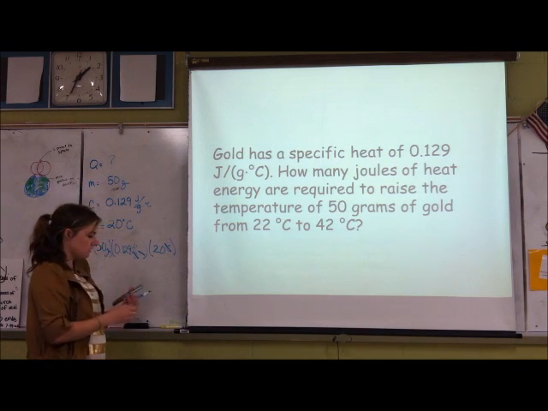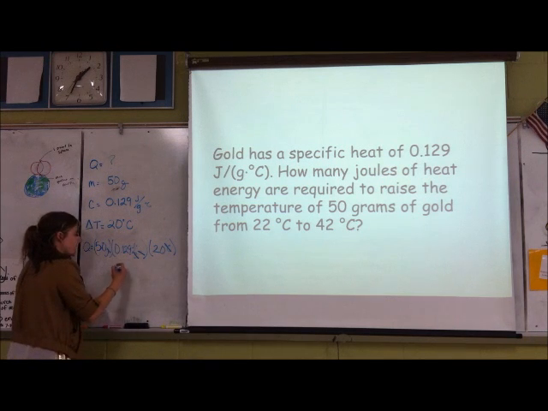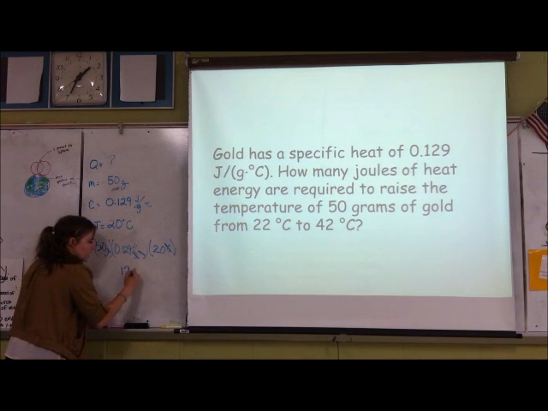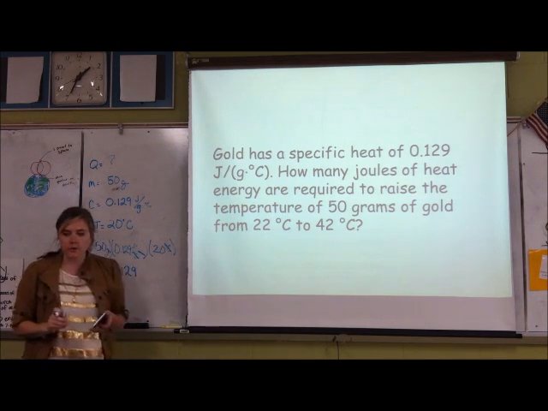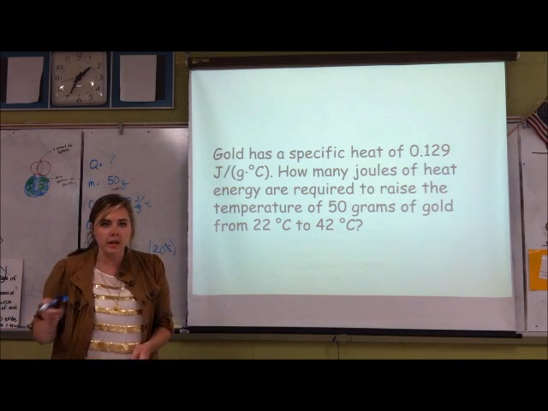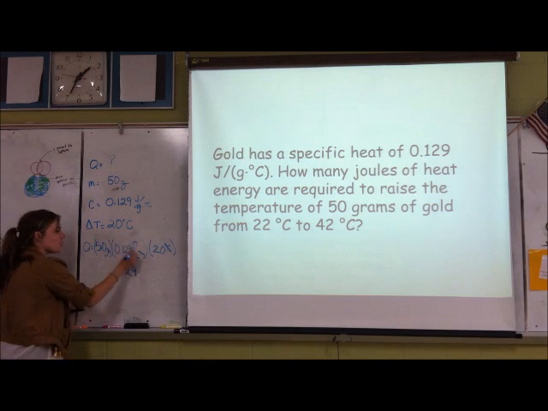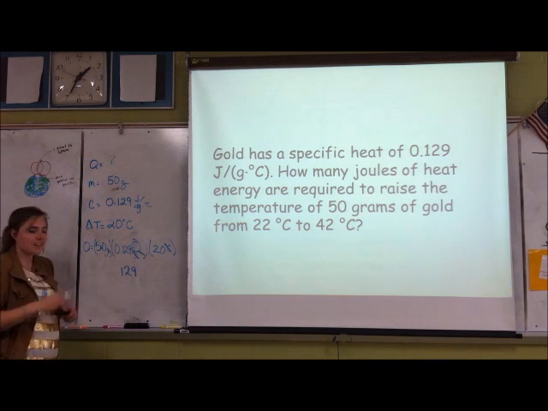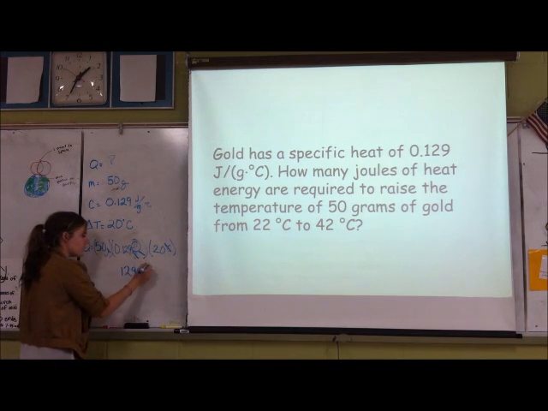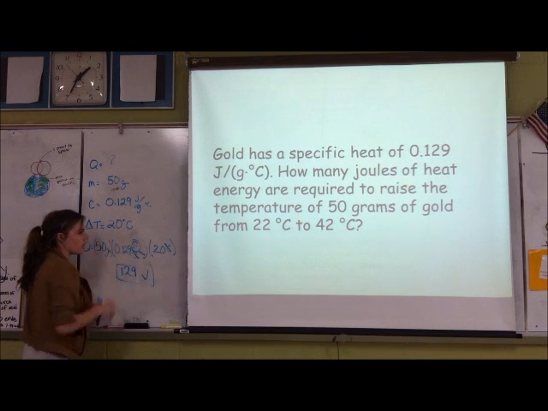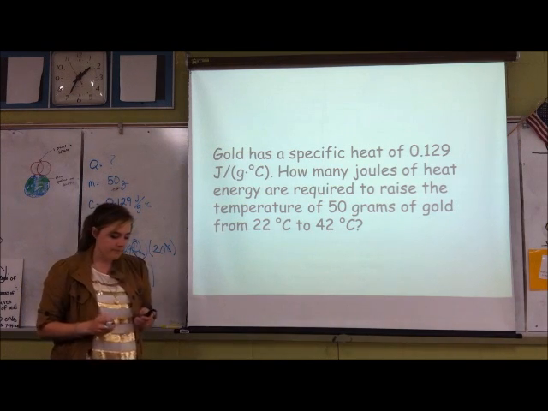And we get 129. And then I ask you the question, 129 what? And you say joules. Why joules? Because that's all we have left. So 129 joules. There you go. That's our first answer. Good.